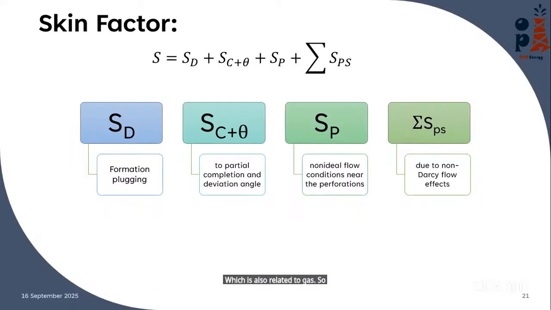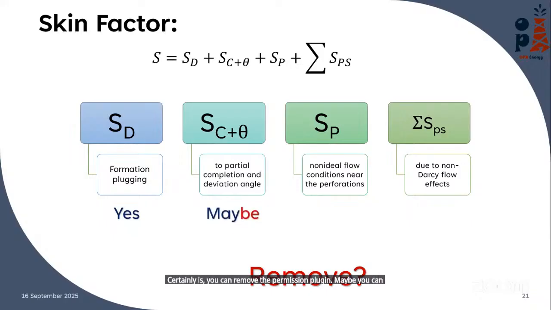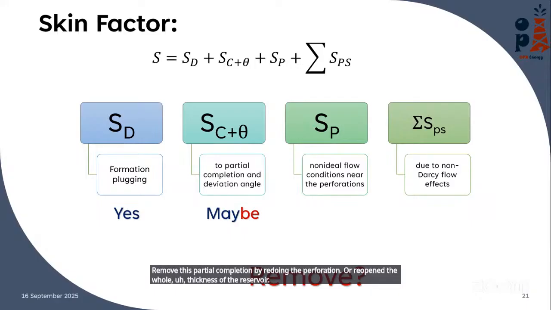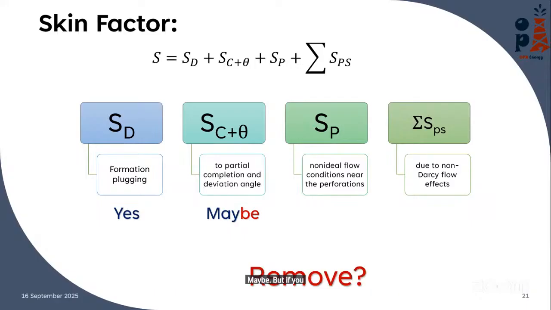So the question is, can we remove this effect? Yes, certainly. You can remove the formation plugging. Maybe you can remove the partial completion by redoing the perforation or reopening the whole thickness of the reservoir. Maybe. But if you have a deviation in your well bore, it's very hard, maybe impossible.